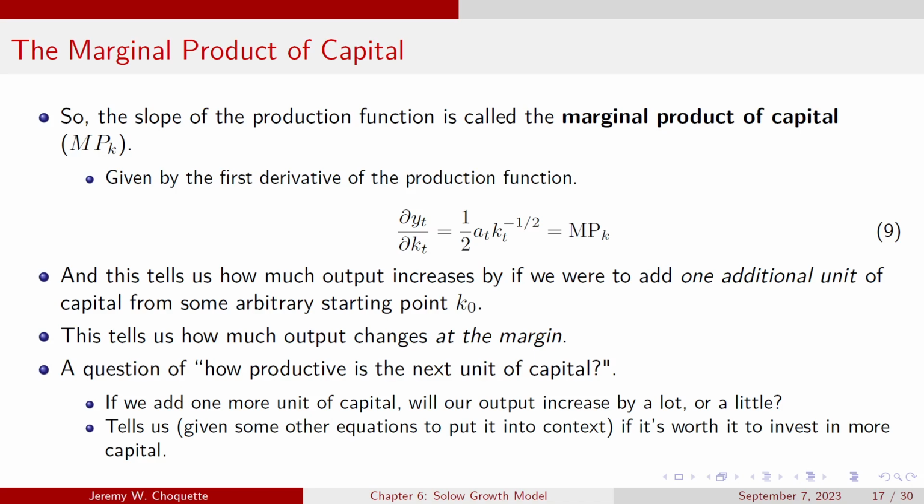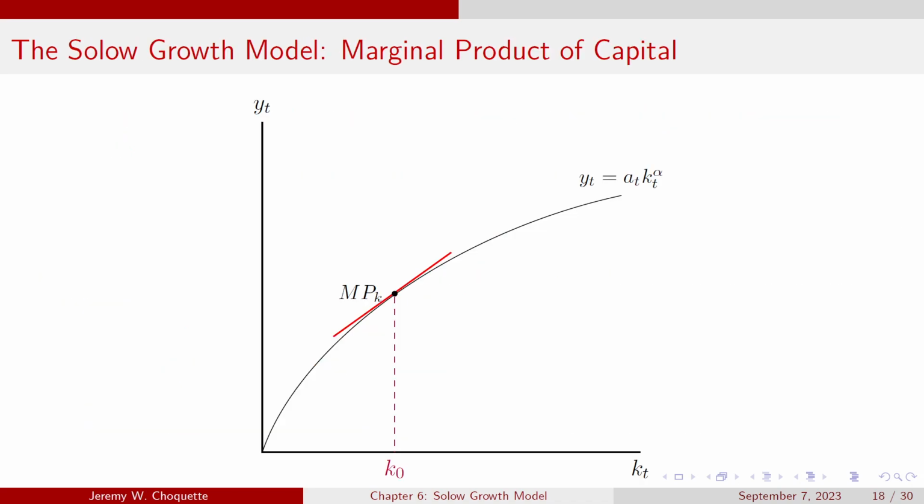And it tells us how much output changes at the margin, right, which as economists is something that we're interested in. So it's a question really of how productive is the next unit of capital. If I add one more unit of capital, will my output increase by a lot or is it going to increase by a little? And it's going to tell us if it's worth it to invest more or if it's not really that worth it or that super worth it, right? We'll see. That's what the marginal product of capital is telling me. If I get this next unit of capital, is it going to be worth it for me to do so? Or do I want to just say, you know what, screw it, not worried about it? Marginal product of capital tells me that.